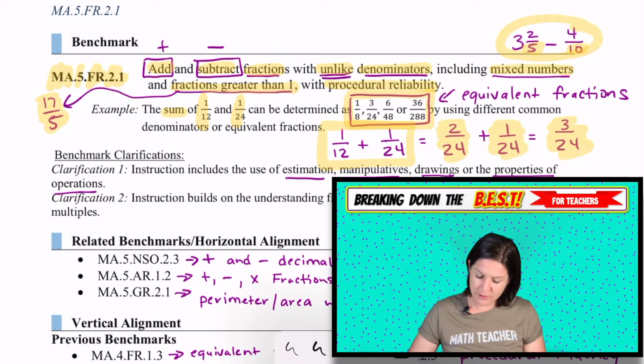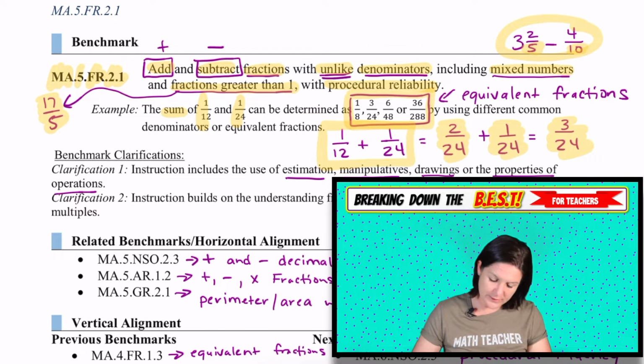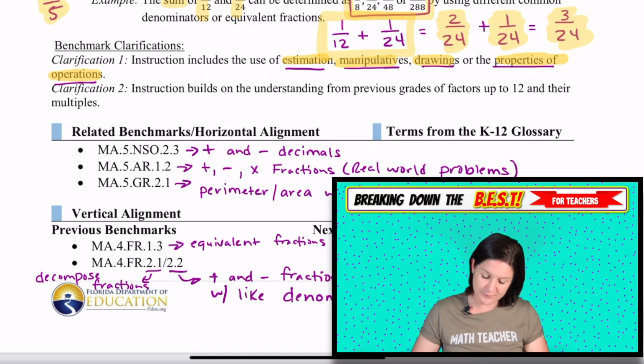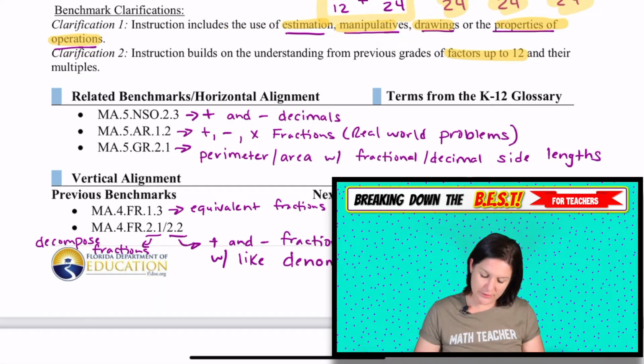Let's take a look at these benchmark clarifications. It says instruction includes the use of estimation, manipulatives, drawings, and properties of operations. And then we have factors up to 12.